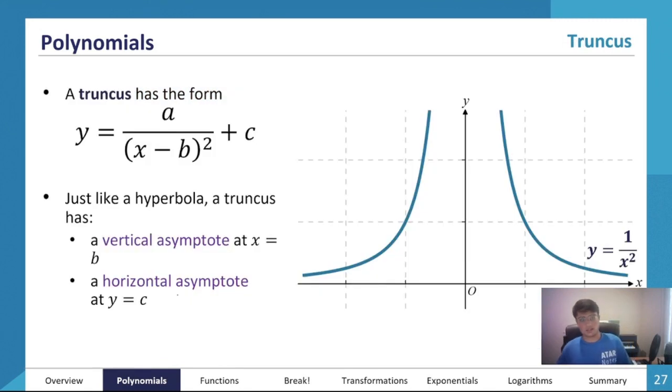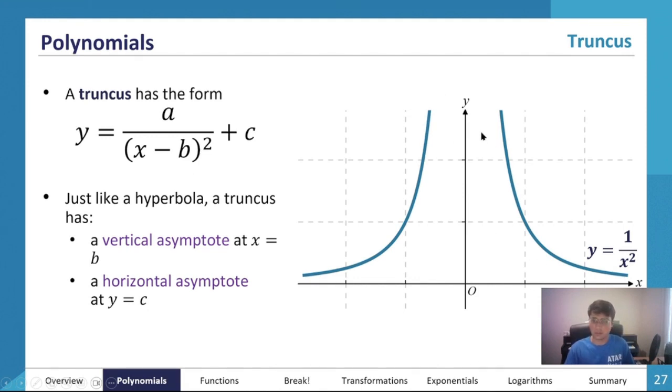We have a truncus now. This is kind of like a hyperbola, except with the hyperbola we had these curves here on opposite sides of the axes. This time they're kind of on the same side of one of the axes. In this case, they're on the same side of the x-axis. So it kind of looks like a volcano.